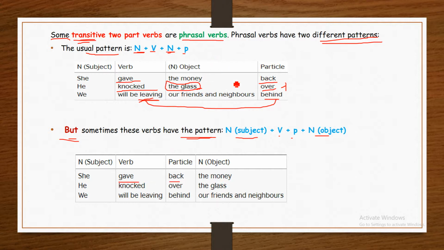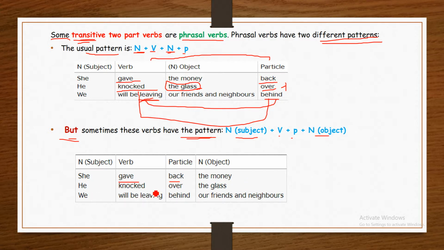Here, the object comes in the middle of the phrasal verb, between the verb and the particle. But here, the object comes after the particle, after the verb and the particle. She gave back the money.